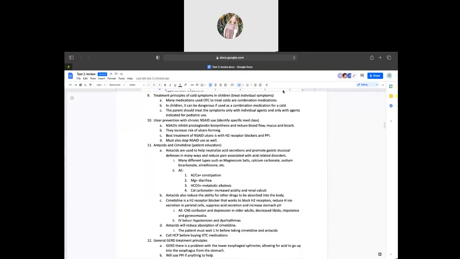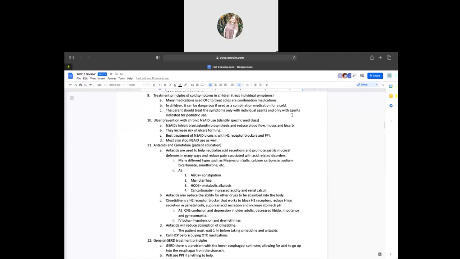Remember, we need to follow adequate dosing with these medications, and we should always advise the parent to use medications only indicated for pediatric use because the dosage is going to be much lower in case there are any problems with the dosing. It's going to be less dangerous.